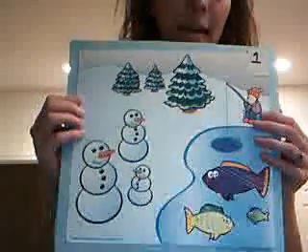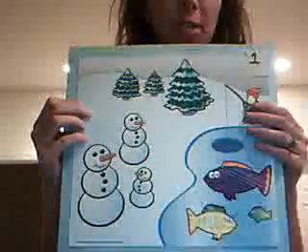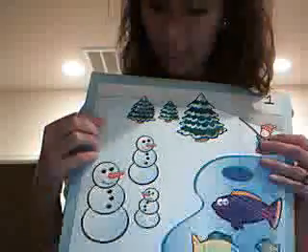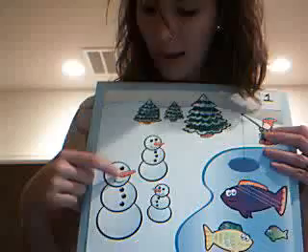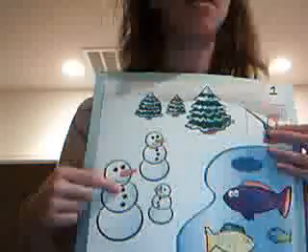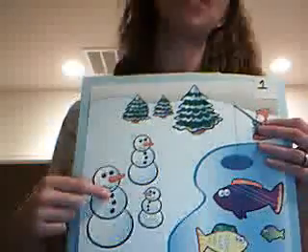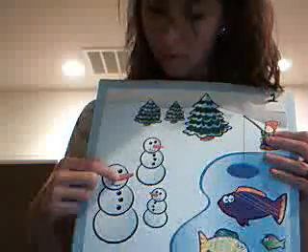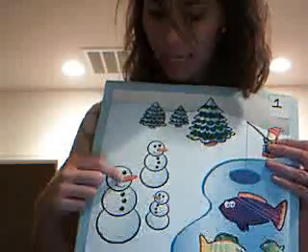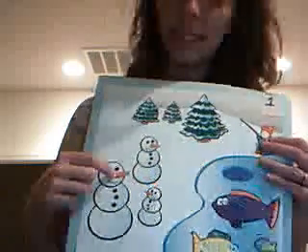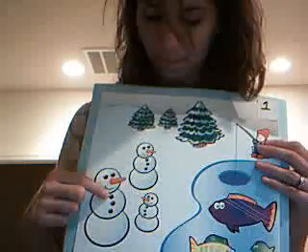One child at a time will be asked a question. I will ask a question such as, is this snowman's nose above or below the button? Then the child will be asked to point to what I'm asking about, the nose, and he or she will identify that the nose is above the button.